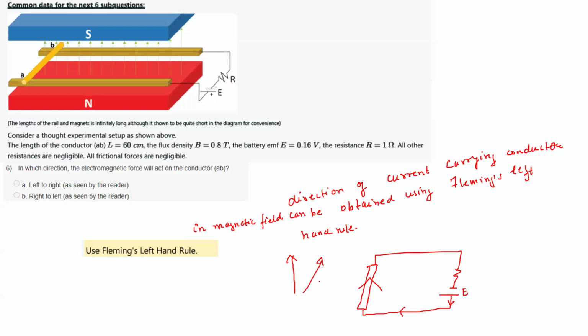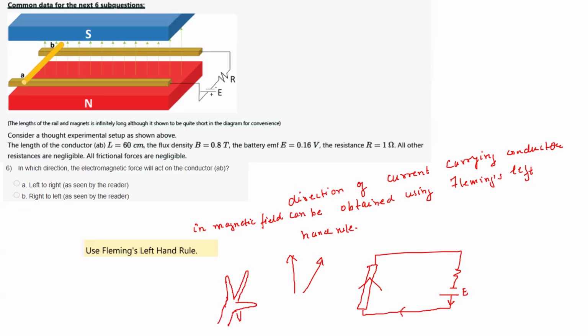So apply Fleming's left hand rule. Your index finger should point upwards, like this. Your middle finger is pointing in the direction of current, so it is like this. Then your thumb will give you the direction of your motion. Because you have kept everything perpendicular, this will be the direction of the motion.